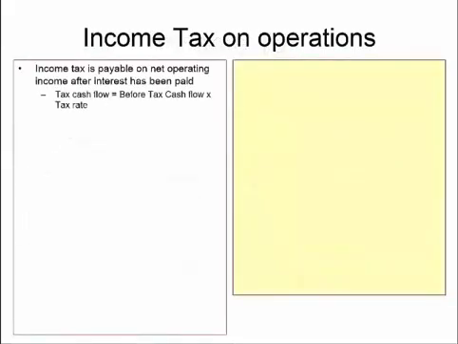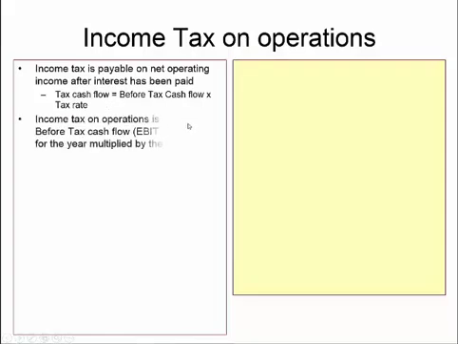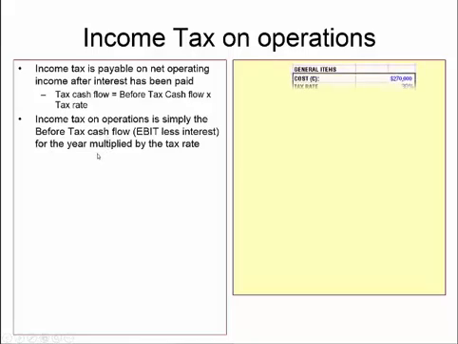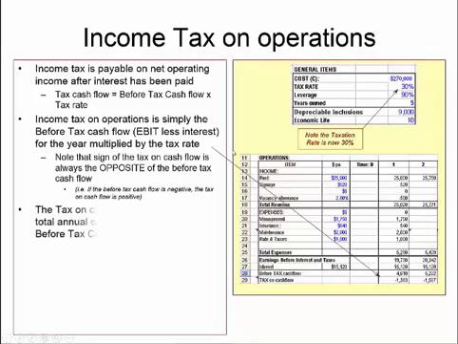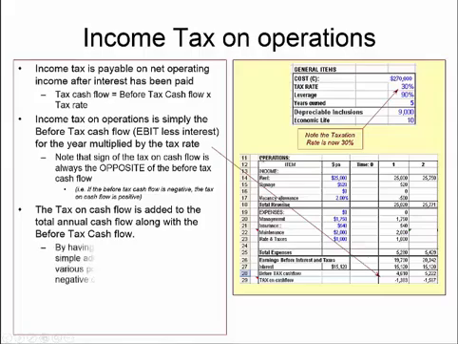Let's look at now the first element that we're talking about. This is tax on operations. The income tax is payable on the net operating income after interest has been paid. Now, we've already worked out our NOI, we've also worked out interest, and so it's going to be a very easy matter to simply take that taxable cash flow, which is the EBIT less interest, and then multiply it by the tax rate. That's very easy. The income tax on operations is simply, say, the EBIT less interest, multiplied by the tax rate. And here is a diagram of how it works in our particular model.